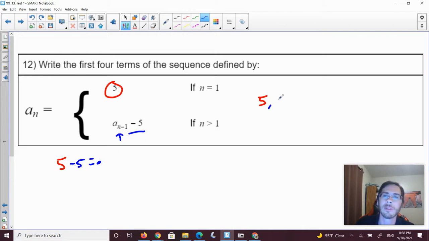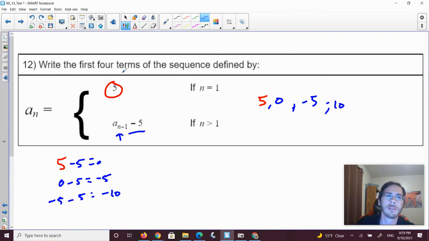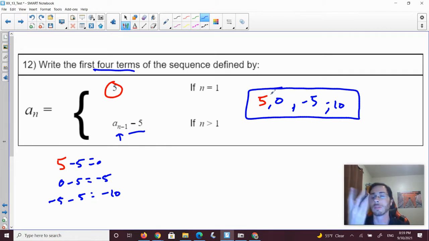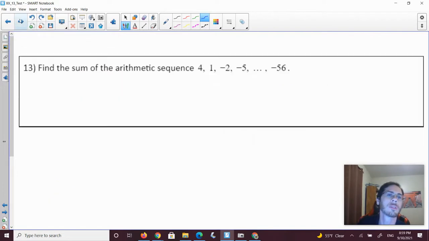5 minus 5 is 0. But the instructions say just keep repeating. 0 minus 5 is negative 5. Just keep repeating. Negative 5 minus 5 is negative 10. And that's the first 4 terms, so I'm done at that point. So that's it. That's all 4 terms. So all about knowing the structure of the sequence.